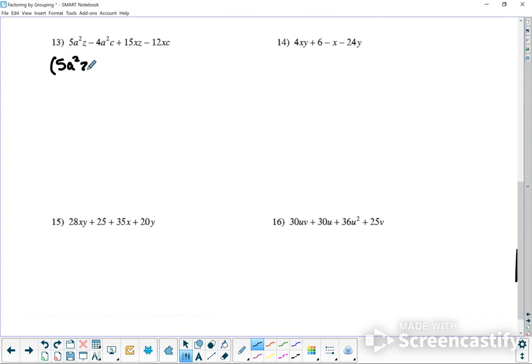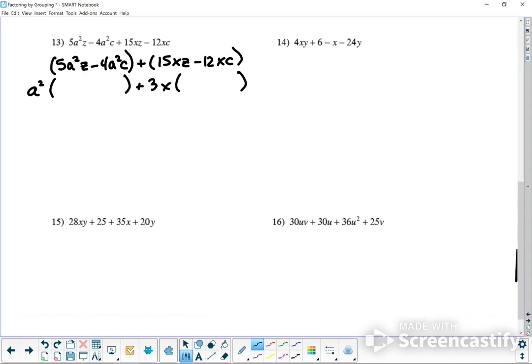(5a squared z) minus 4a squared c. So it looks like I can factor out the a squared. Okay. So because I see it now, I'm going to go ahead and write it down ahead of time. And I'm going to do the rest. Plus 15xz minus 12xc. So it looks like I can factor out x's, but also 3.